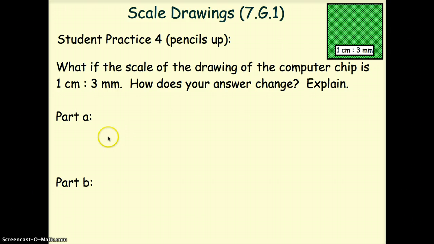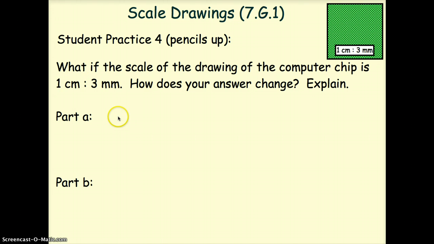So go ahead and review Part A and Part B. Part A, remember you're finding the perimeter and area of the drawing. Part B, you're finding the perimeter and area of the actual. Go ahead and press play when you're ready to see your answer.